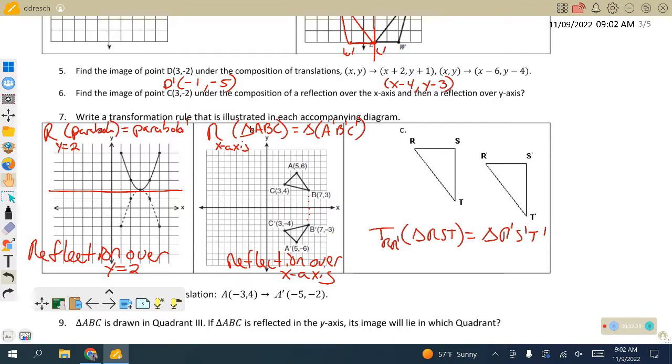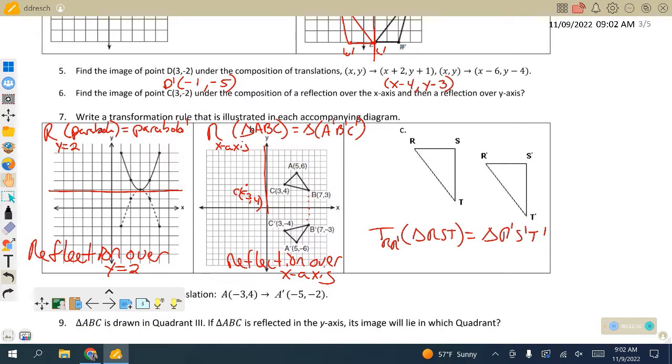You know, maybe I go on to the quiz and I find point C. C is at 3, 4 here. If I reflect it over the y-axis, well, where's my new location going to be? It's going to be right here at, as I'm counting, 1, 2, 3, yep. It's going to be right here at negative 3, 4. That was a reflection over the y-axis. And what happened? The x changed its sign. So over the y-axis, it changes x, and what happens over the x-axis?